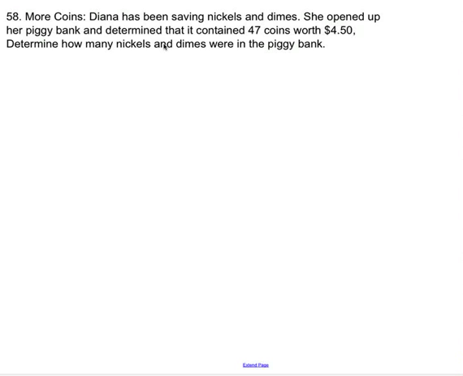On this one, Diana has been saving nickels and dimes since quarters and pennies are not good enough for her, so she's only doing nickels and dimes. She opens up her piggy bank and determines that she has 47 coins worth $4.50. That's what you get for only doing nickels and dimes. Determine how many nickels and how many dimes are in the bank.